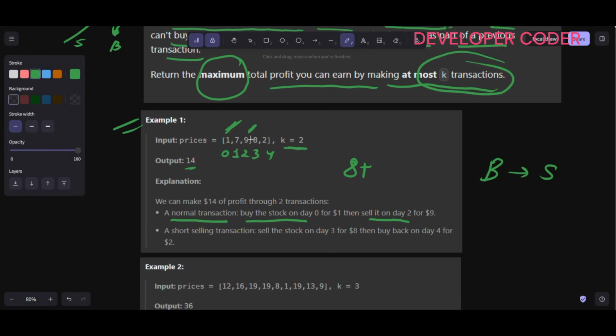Done. Now see, I haven't started any other transaction in between. The next transaction I can only start from here. I can't start from the same day. So this transaction is completed. Now I can start the next. Next is a short selling transaction, meaning first sell and then buy. So I'm selling at 8 and then I'm buying back at 2. Sell the stock on day 3 for $8, then buy back on day 4 for $2. So profit is 6. So 8 plus 6 is 14. That's it.